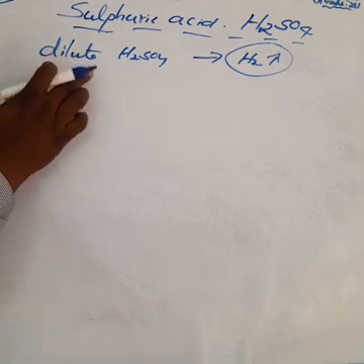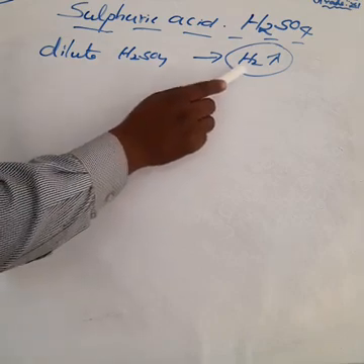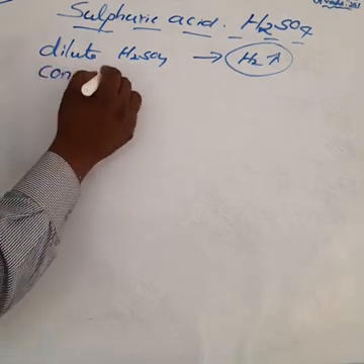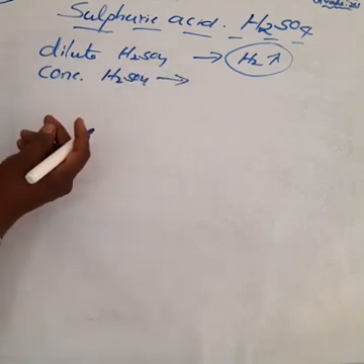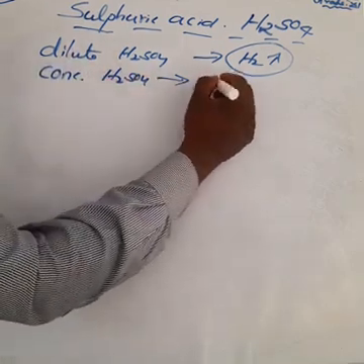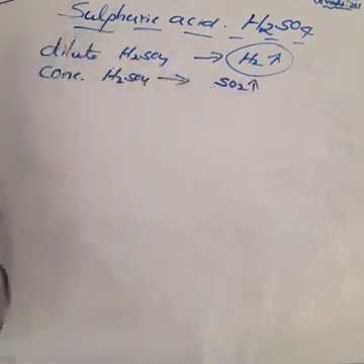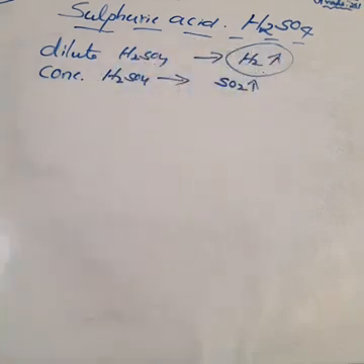Dilute sulfuric acid reacts with the metal. We liberate hydrogen gas. Concentrated sulfuric acid reacts with the metal. We get the respective salt, and also we get sulfur dioxide. Concentrated sulfuric acid means definitely sulfur dioxide gas is obtained. But in the case of dilute sulfuric acid, it liberates hydrogen. So I will ask question, please learn thoroughly.